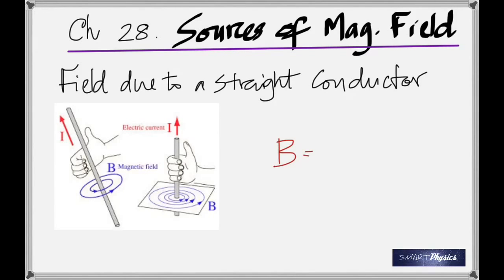First, the field due to a straight conductor is given by the right hand grip rule, with the thumb pointing in the direction of the current and the closed fingers giving the direction of the magnetic field. And at a point r distance away, the strength of the magnetic field B is mu naught times I by 2 pi r. So that is the magnitude of the magnetic field.